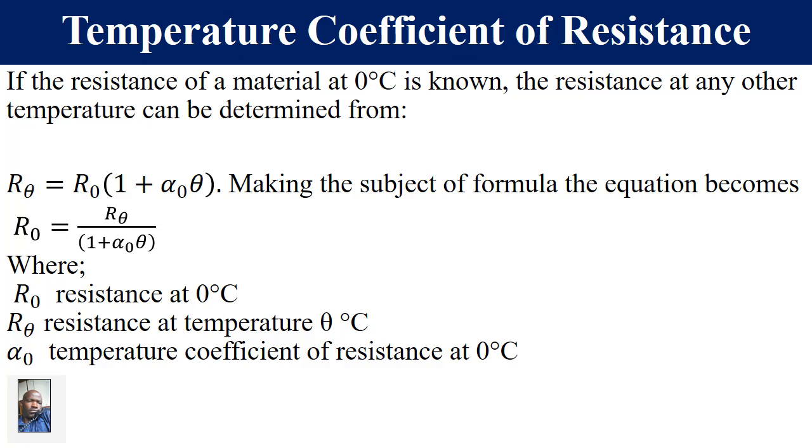If we make the resistance at 0 degrees Celsius the subject of the formula, it means we are dividing both sides by 1 plus the temperature coefficient at 0 degrees Celsius times the new temperature. So it becomes R naught equals R theta divided by 1 plus alpha naught theta. And our parameters are: R naught is equal to resistance at 0 degrees Celsius, R theta is the resistance at the new temperature, and alpha naught is equal to the temperature coefficient of resistance at 0 degrees Celsius. Guys, take note of those two formulas. They are very, very important for you.